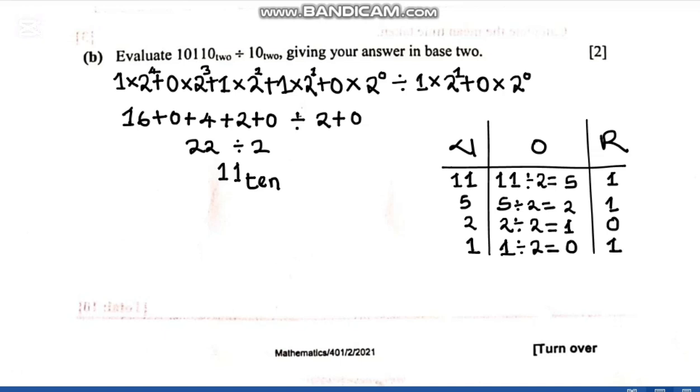So how do we pick the numbers? The answers come from the remainders, and you pick them from bottom to top. So the answer is as follows. Getting the numbers from bottom to top, we start with 1, then 0, 1, then another 1, and then we write base 2. So this here is the solution to this question. Thank you so much for watching this video.